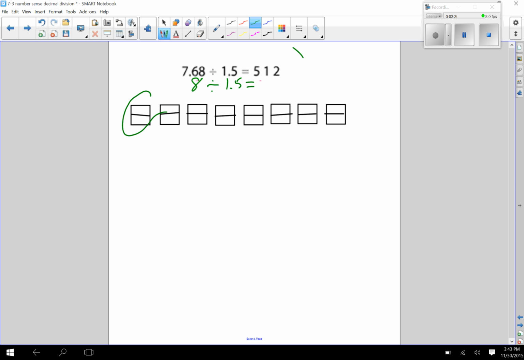So here's 1 group. Here's 2 groups. Here's 3 groups. Here's 4 groups. There's 5 groups. And then I have some left over. I've not got a full group. So this is 5 whole groups and a little bit left over.